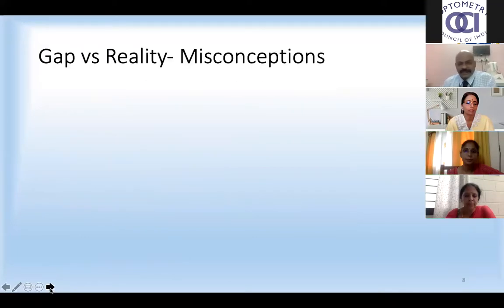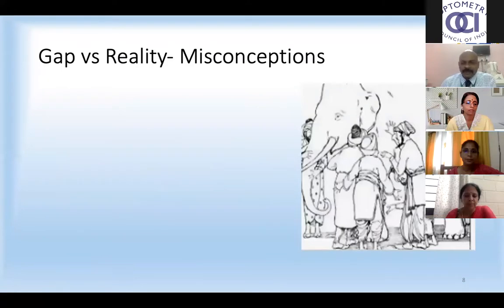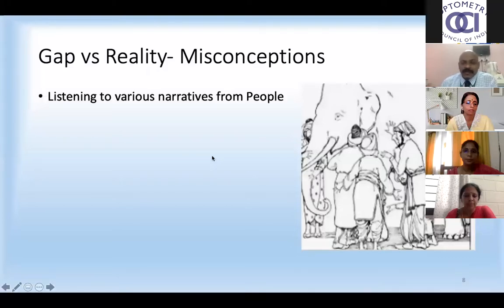The main reason is the gap between reality and the myths which are going around. Consider the famous South Asian story of the elephant. A group of six blind men were taken to an elephant and asked to feel it and tell how the elephant looks. One touches the trunk and says the elephant looks like this. Another touches the leg and says the elephant looks like a pillar. So there are different views and conceptions about what presbyopia really is.